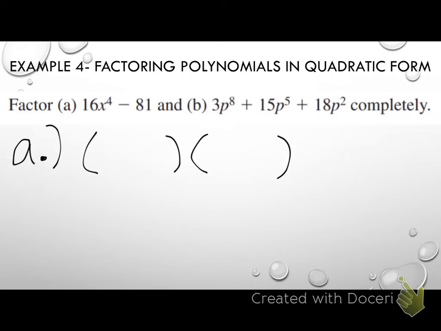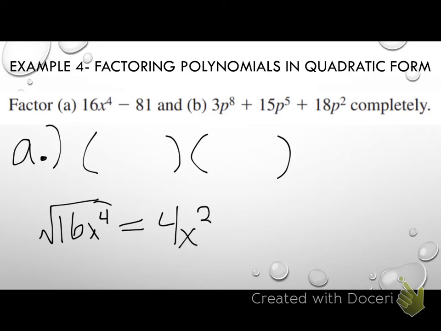We take the square root of that whole first term. So I'm taking the square root of 16x to the 4th. What would the square root of 16 give me? 4. What would the square root of x to the 4th give me? X squared. Because x squared times x squared would give me x to the 4th. Does that make sense? So 4x squared is going in the first spot of each of my set of parentheses.